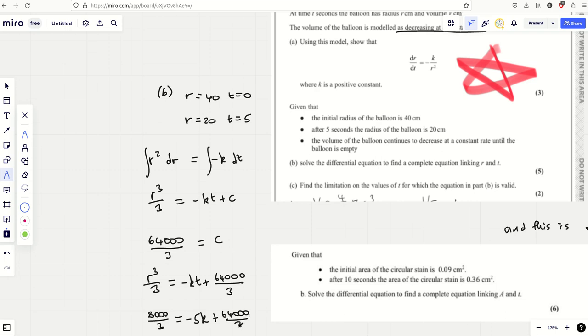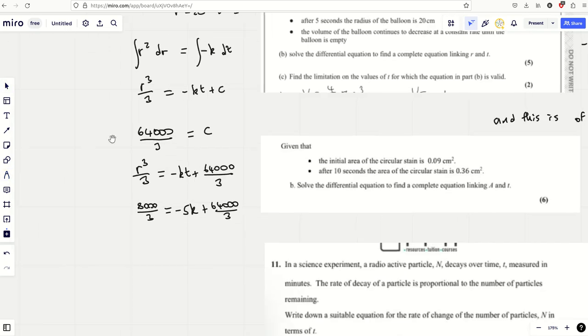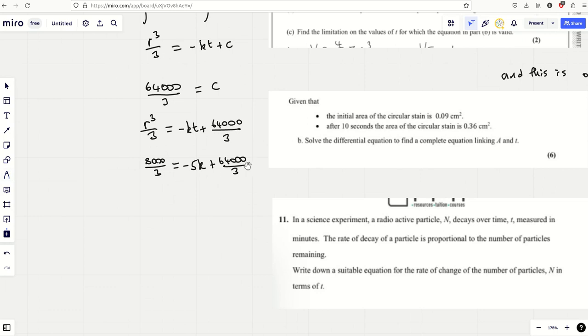Now, I haven't got a calculator, but at this point, it's just, obviously, combine these two terms. You're going to have 8,000 minus 64,000, which is minus 56,000 over 3 equals minus 5k. And then you're just going to divide it by minus 5. So what is that going to give you? 5600 doubled, so 11,200 over 3, I think, but check my arithmetic there. I haven't got a calculator nearby, but that's basically the rest of the question.